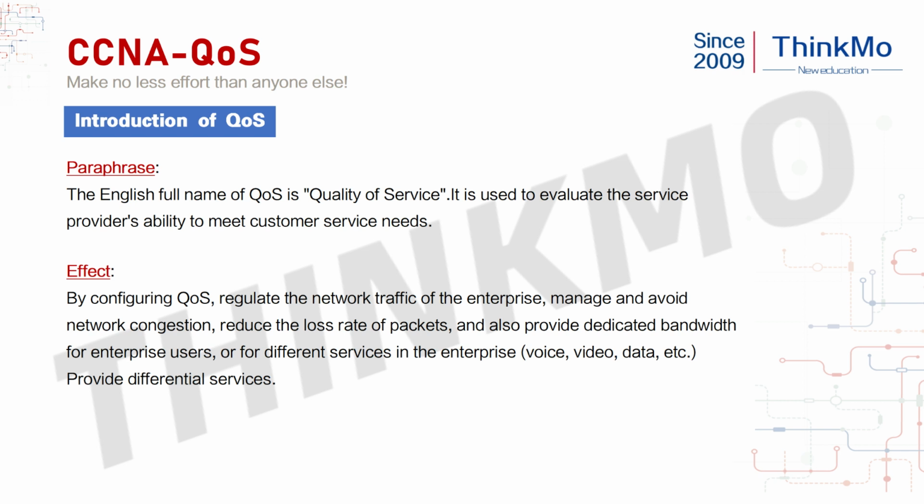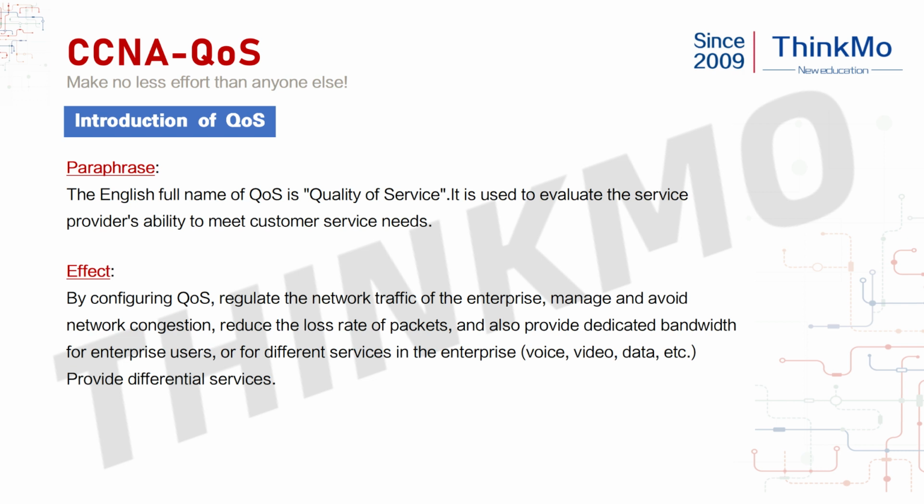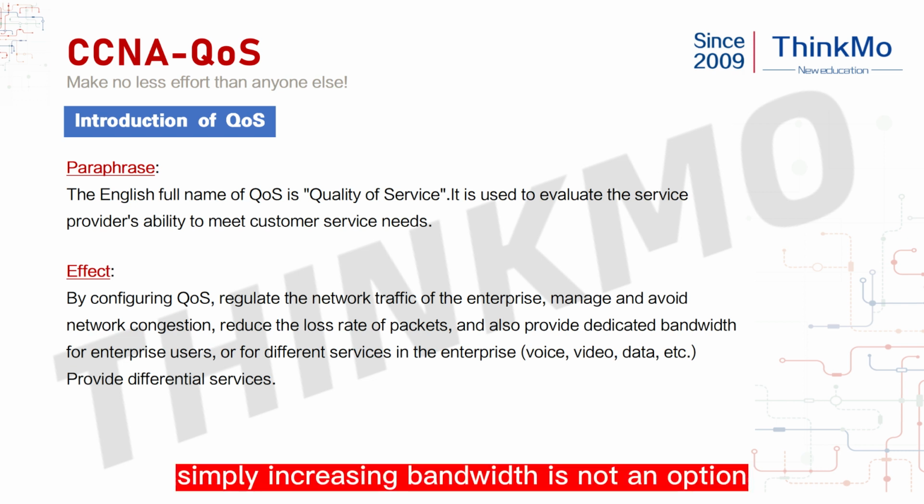In this case, our idea in the early days was increasing the bandwidth. But it doesn't solve the problem. Why do you say that? Because software like Thunder uses however much bandwidth there is. Like the traffic of a city, if there is no traffic light and no traffic control measures, all the vehicles run together. It will also cause traffic congestion. That is to say, simply increasing bandwidth is not an option.